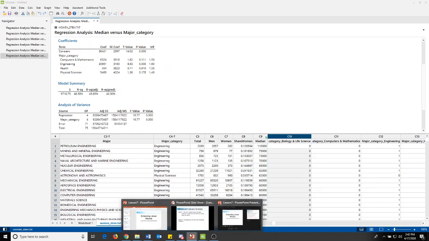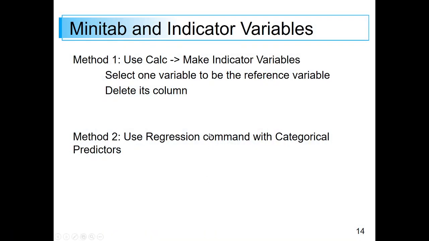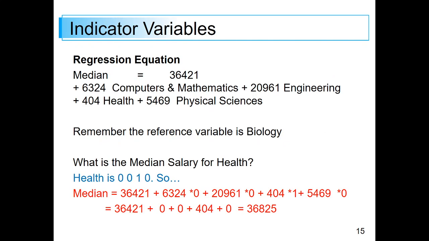So those are the 2 ways you could do it. Use Calc to make the indicator variables. The other way is just use the regression command with categorical predictors. So let's just talk about how this might work. What is the mean salary for health? Well, remember that the way we represent health is 0, 0, 1, 0.